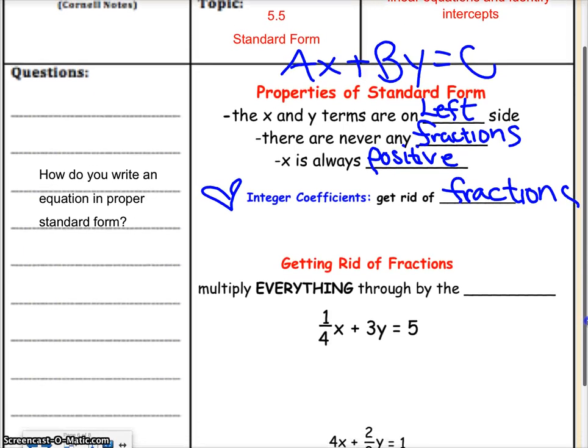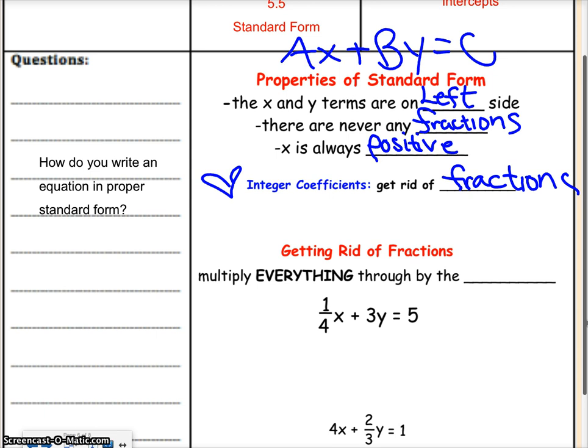So we've dealt with fractions plenty in our previous algebra units. To get rid of them, you multiply everything, underline everything, by the denominator, or the bottom number. To get rid of a fraction, you multiply everything by the denominator.